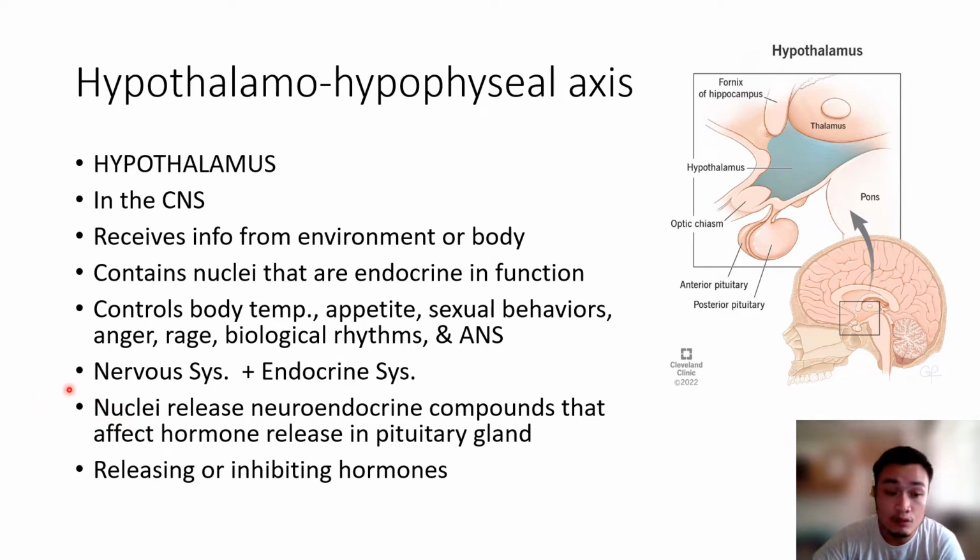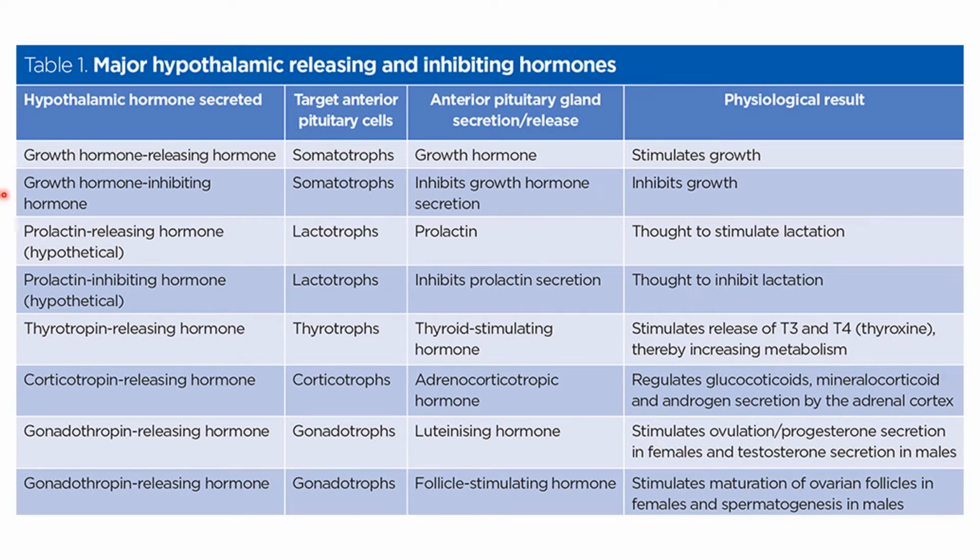Nuclei are bundles of neurons that release neuroendocrine compounds that affect hormone release or inhibit the release of hormones from the pituitary gland. So primarily, the hypothalamus releases releasing and inhibiting hormones that affect specific types of cells in the pituitary gland. Just as an overview, these are examples of controlling hormones, or releasing and inhibiting hormones, secreted by the hypothalamus that have specific effects on specific types of cells in the pituitary gland.